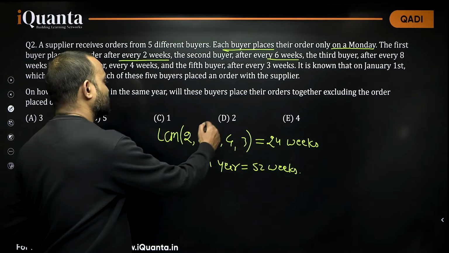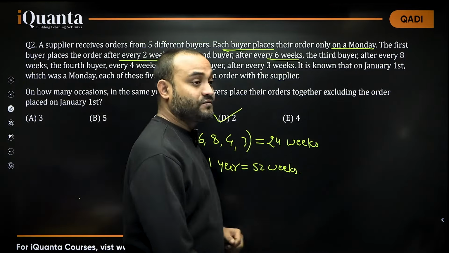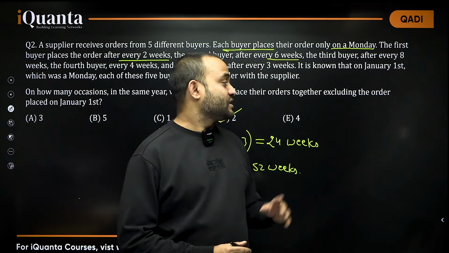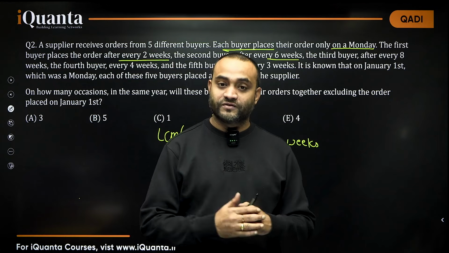So answer is 2. We don't need to count the 1st January, otherwise answer will be 3, but it's clearly given that we need to exclude the order which was placed on January 1st.